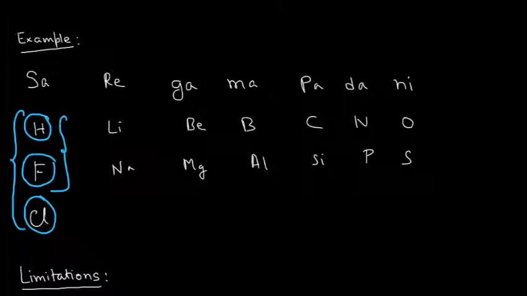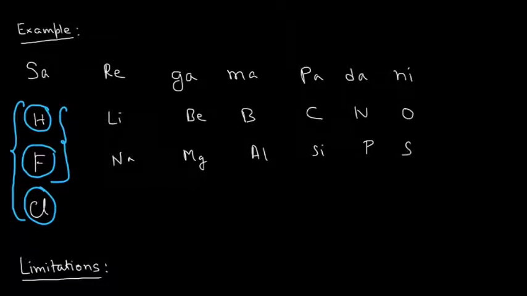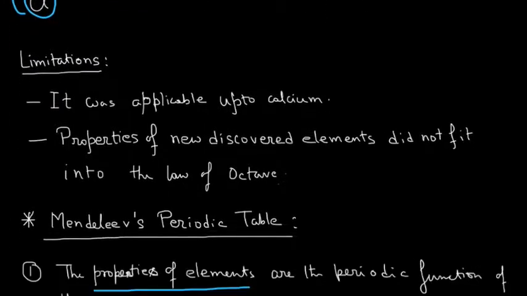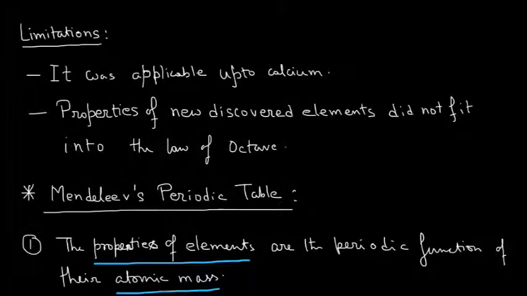So hydrogen and fluorine have similar properties. Again, fluorine and chlorine have similar properties. Therefore, we concluded that hydrogen, fluorine, and chlorine have similar properties according to Newlands' law of octaves. His theory was also rejected after some time.